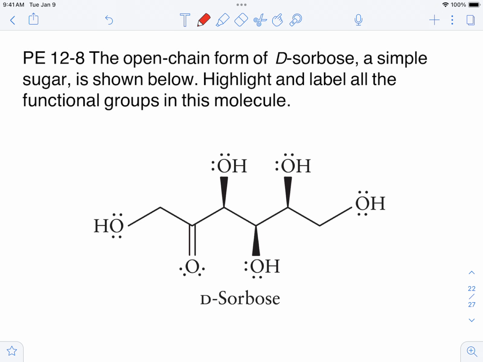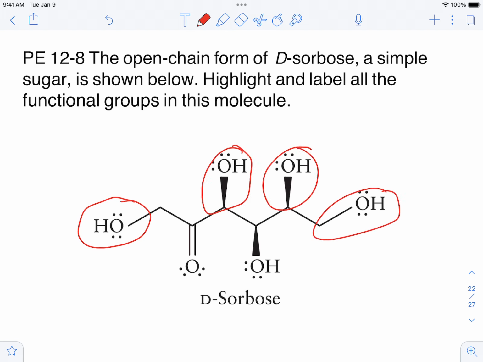Okay, here is D-sorbose, a simple sugar. Highlight and label all of the functional groups in this model. So I am just starting on the left. If I see an OH not attached to a cyclic ring, I am most likely thinking alcohol. So here, and here, and here, and here, and here, those 5, 1, 2, 3, 4, 5, they are alcohols. So I'm going to say red equals alcohol.